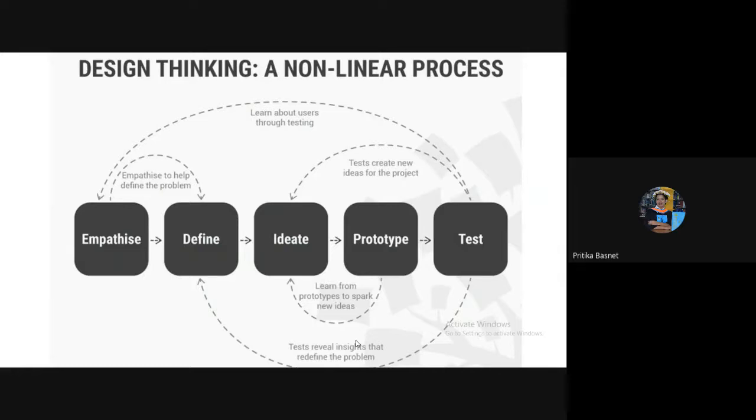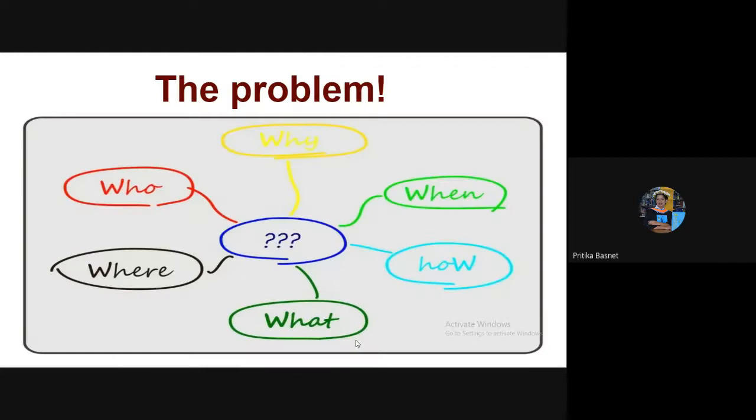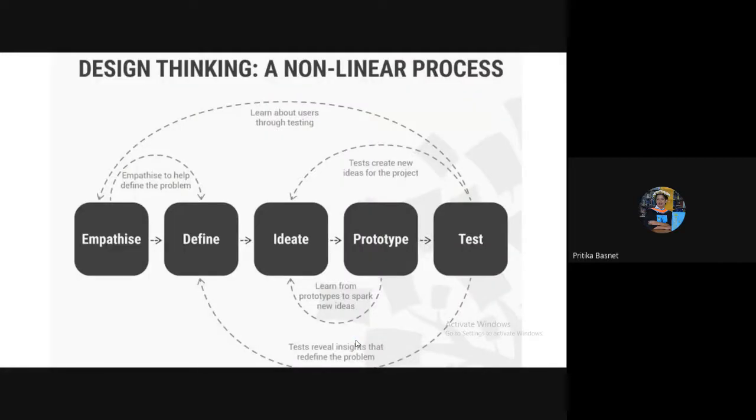Okay, here I tried to discuss a non-linear process, where we can empathize, define, ideate, prototype, and test, and we can go from empathize to define. It must not be linear from one step to another. After testing, we can come back to the ideate phase, and we can revise our plan, or we can redefine our problem so that we can have a better solution.